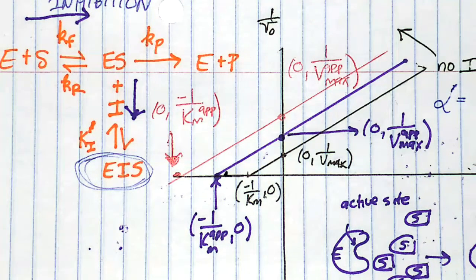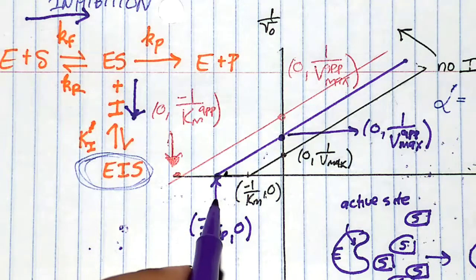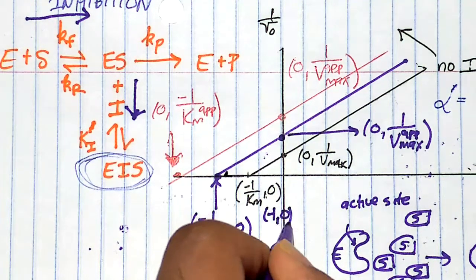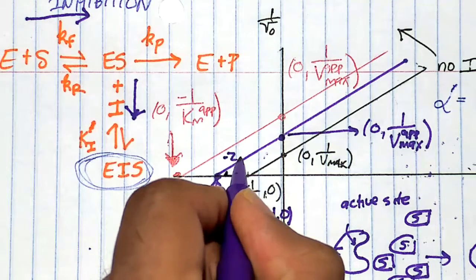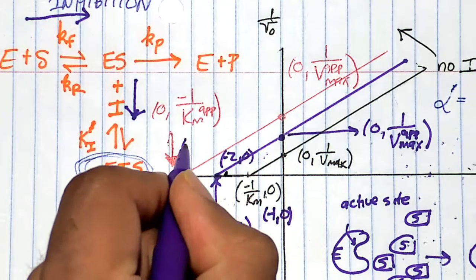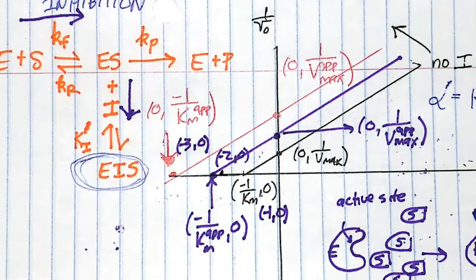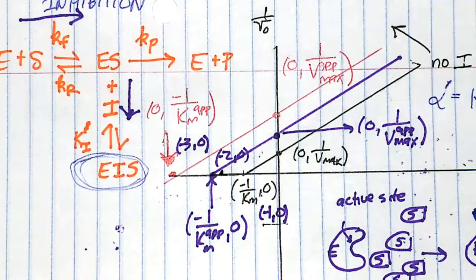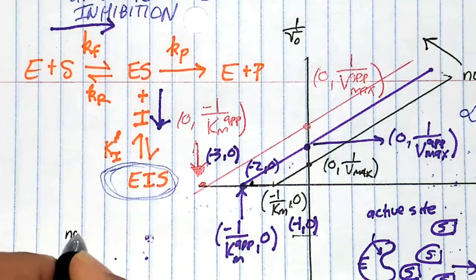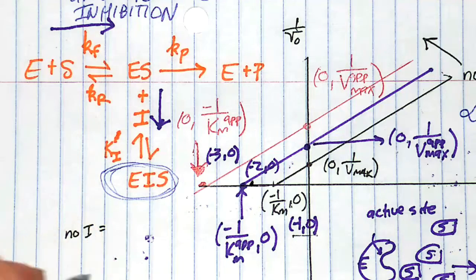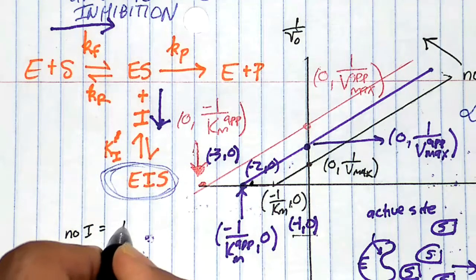Another way to try to think of this, if you actually put in numbers, so let's put in numbers. We'll call this -1, 0. We'll call this -2, 0. And we'll call this -3, 0. So for no inhibitor, these are the xy coordinates -1, 0. We take the negative reciprocal of -1 and we get +1.